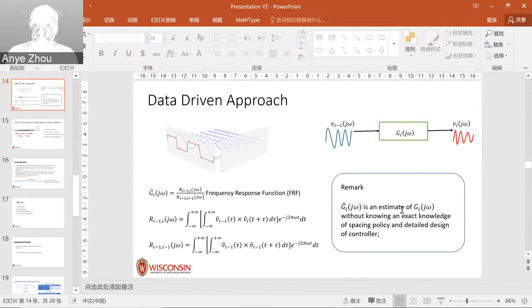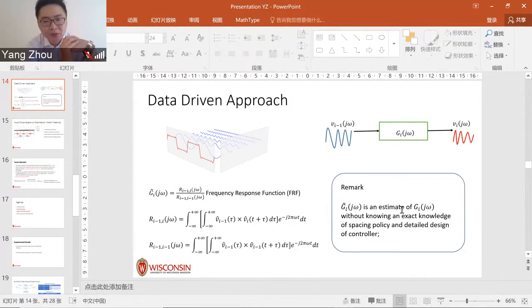I also read some very recently published papers which suggest that many commercial ACCs follow a constant time gap policy. In this sense, rather than treating the controller as a purely black box, we can utilize some partial knowledge of the controllers and try to construct a semi data-driven method. I think this is definitely valid and a very great direction for commercial ACC analysis. Yeah, I totally agree with you.